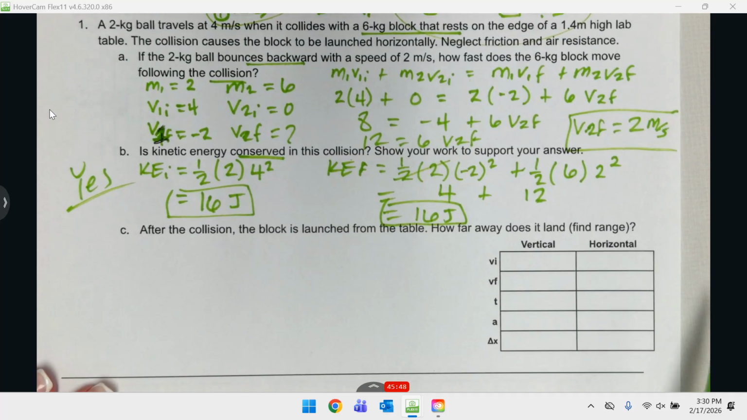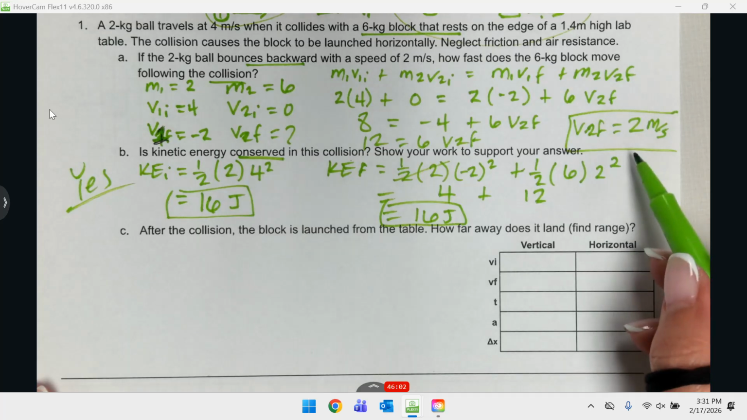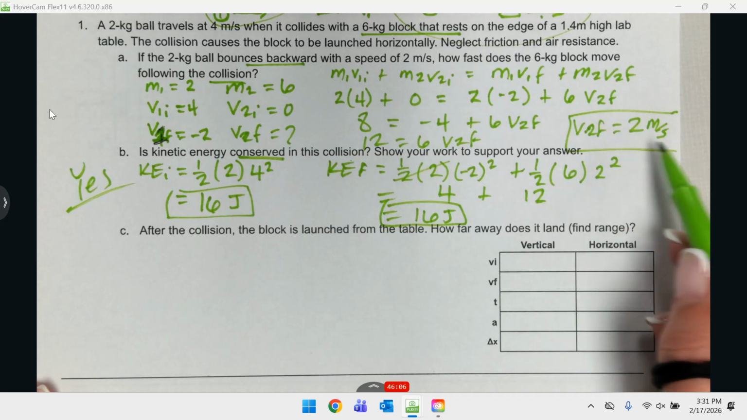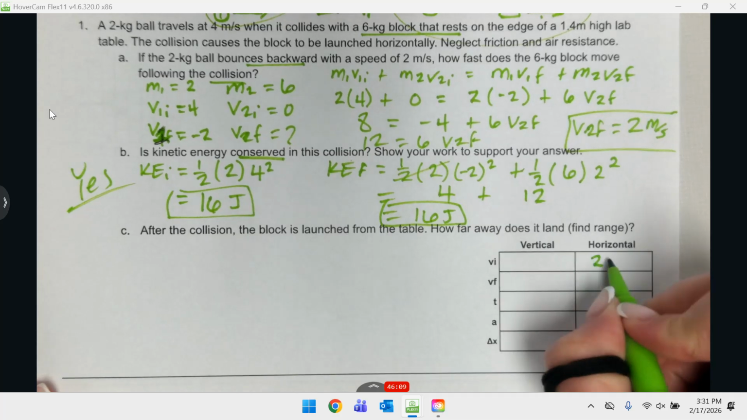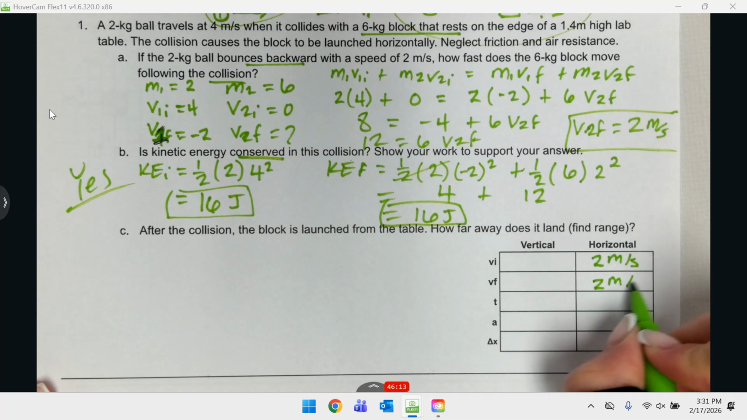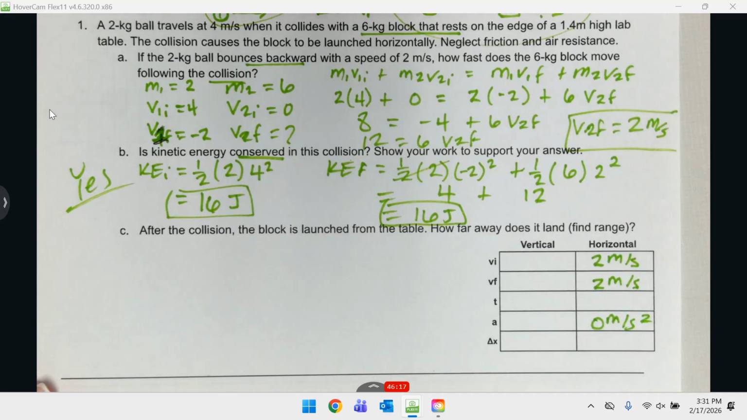All right, part C. After the collision, the block is launched from the table. How far away does it land? You're finding range. So again, after the collision, we do know how fast the block is moving. We found it up here. So I know that it has this horizontal launch, and so this velocity becomes my horizontal velocity. And again, horizontal velocities don't change because horizontal acceleration is 0. So I can fill it in like that.